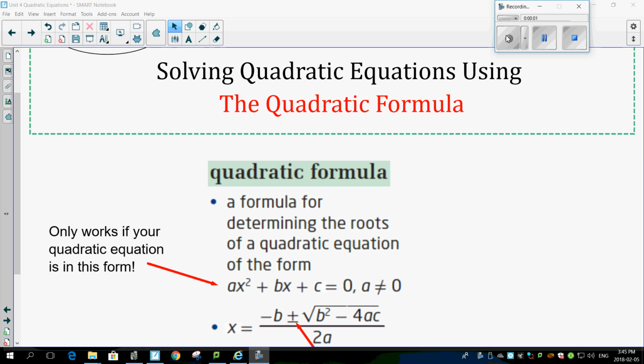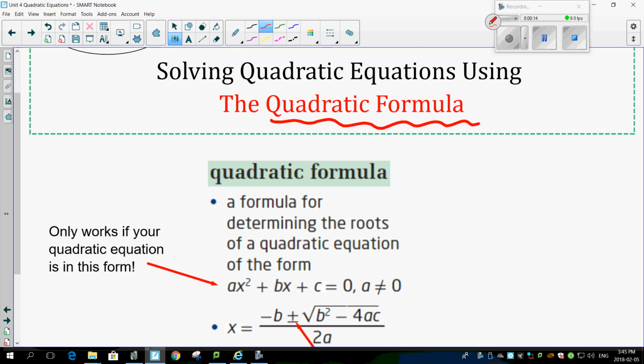So now that we've got all of the PSA stuff down, solving by completing the square and all that other stuff down, we have one last way of solving that I have to show you, and it's called the quadratic formula. So the quadratic formula is a formula for determining the roots of a quadratic equation.